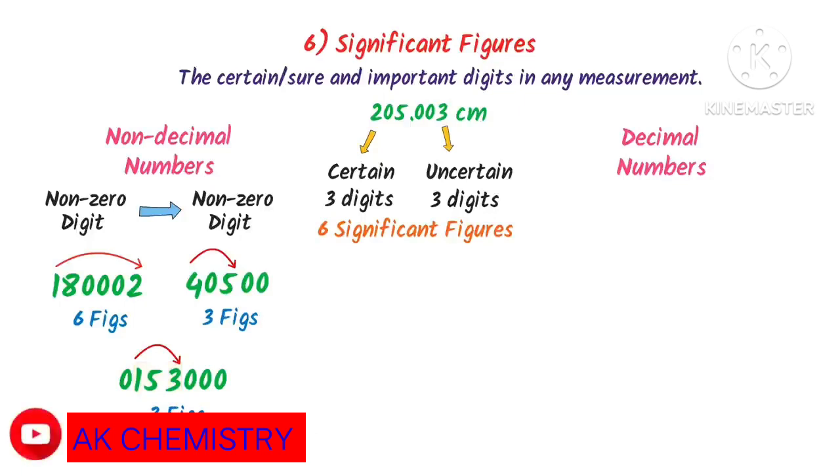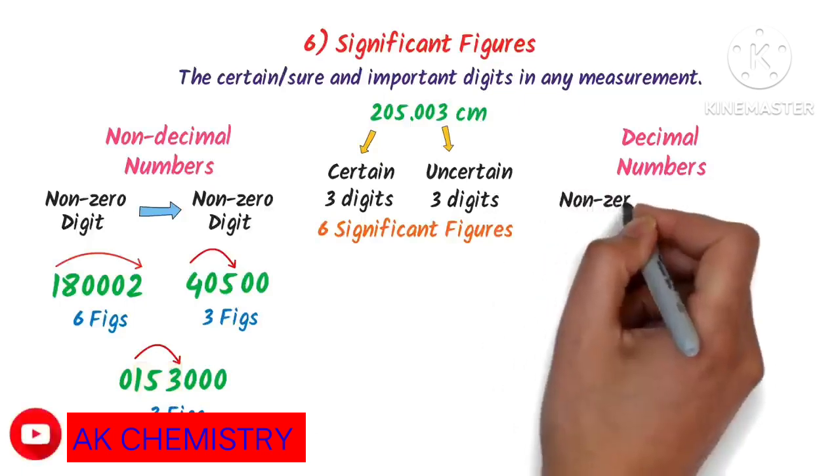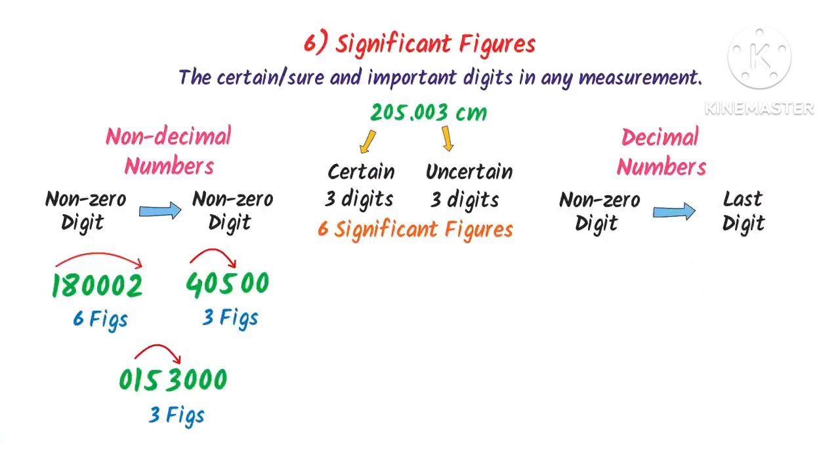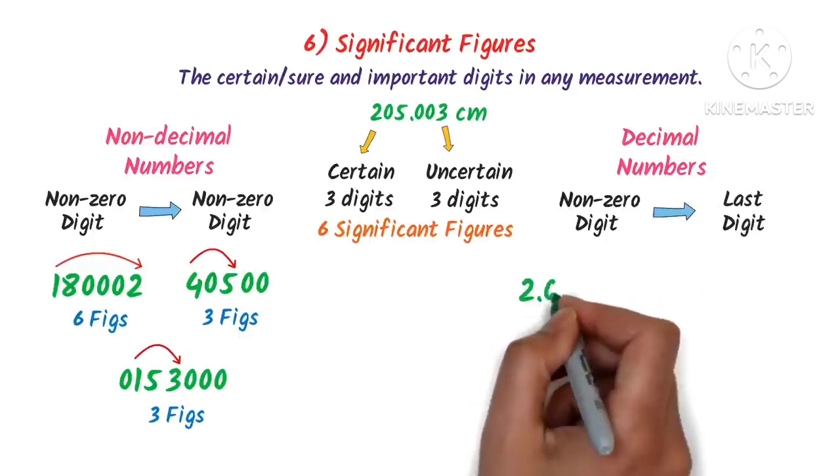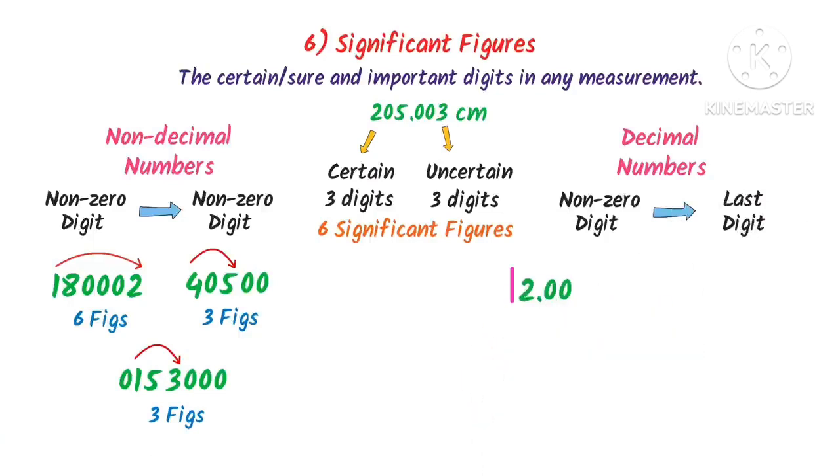Now in case of decimal numbers, I go from the first non-zero digit to the last digit. For example, consider this number. Here, the first non-zero digit is 2 and the last digit is 0. So I go from 2 to 0. We can see that there are 3 digits in this number, so there are 3 significant figures. Secondly, consider this number. The first non-zero digit is 1. So I go from 1 to the last. There are 4 digits, so there are 4 significant figures.